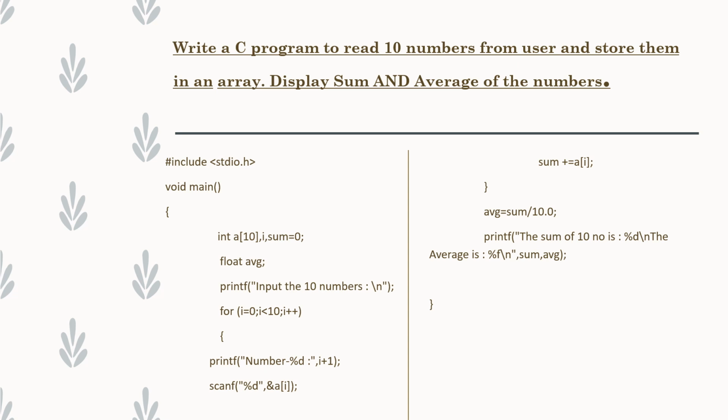So i will be now 2. Again 2 less than 10 will be checked. All the statements will get executed. Then i++ will be done. So this thing will be done till the value of i is less than 10. Means when i++ gives me value 10, 10 less than 10 will be false. Then only it will come out from the for loop. Here the statements which will get executed in the for loop are printf("number %d", i+1), scanf, and sum += a[i].